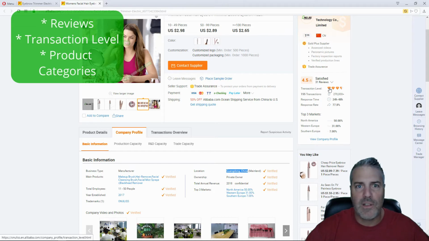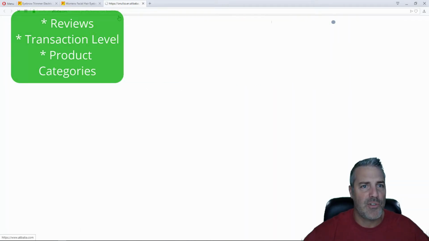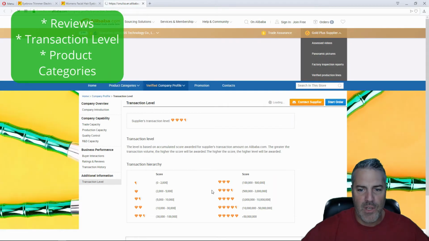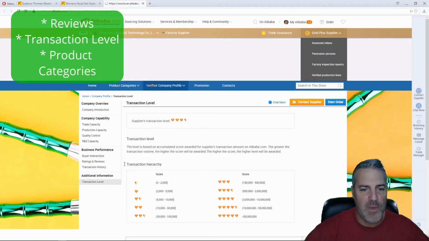Let me see if I can click on this and open a new tab to show you what that looks like. So 3.5 stars mean 500,000 to 3 million in their transaction level. The highest you can go is 5 stars. So 3.5 stars is certainly a good thing.